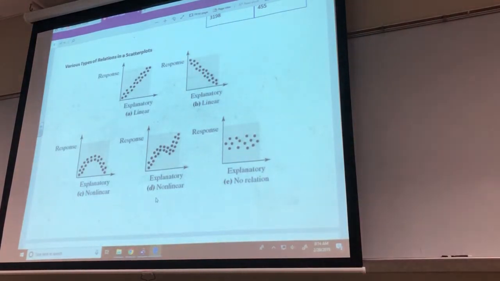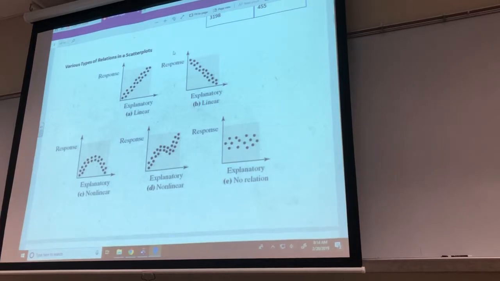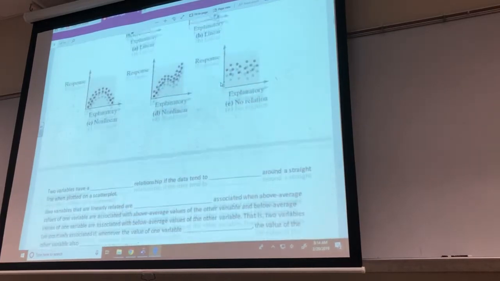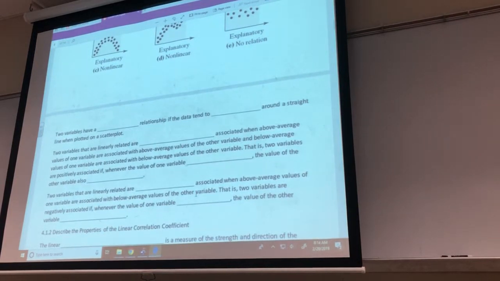So we want the two on the top, the two linear ones. And it can point up and to the right, it can point down and to the right. Either one's fine as long as it's linear. That's what we want. All right, so here's the definition. The two variables have a linear relationship if the data tend to cluster around a straight line when plotted on a scatter plot.